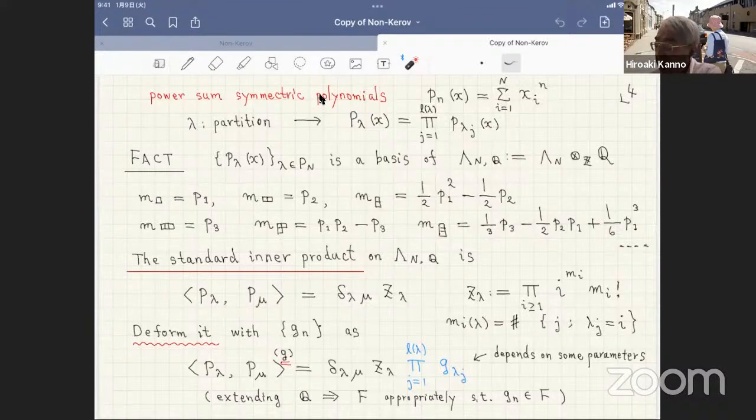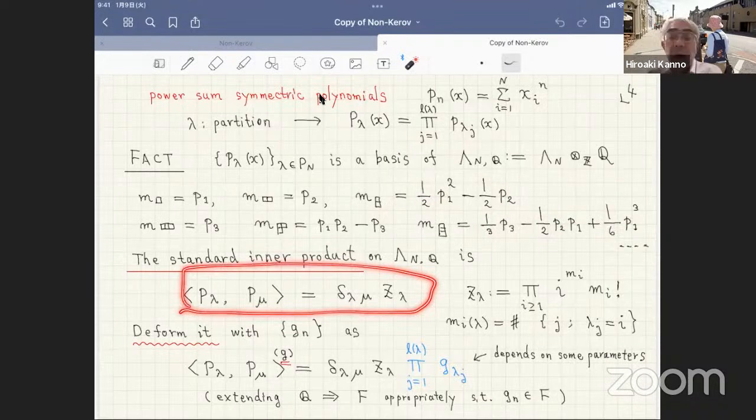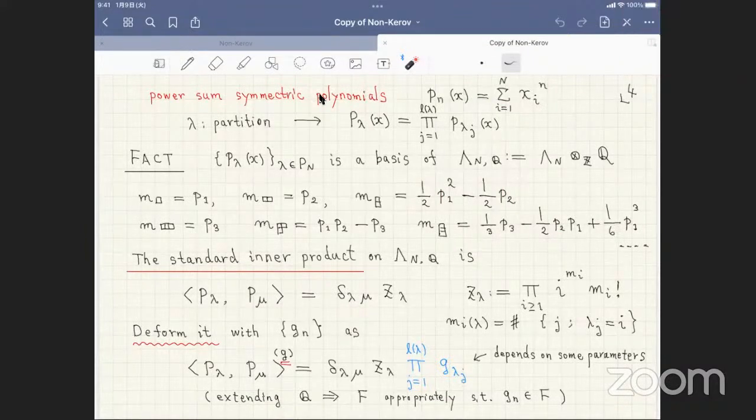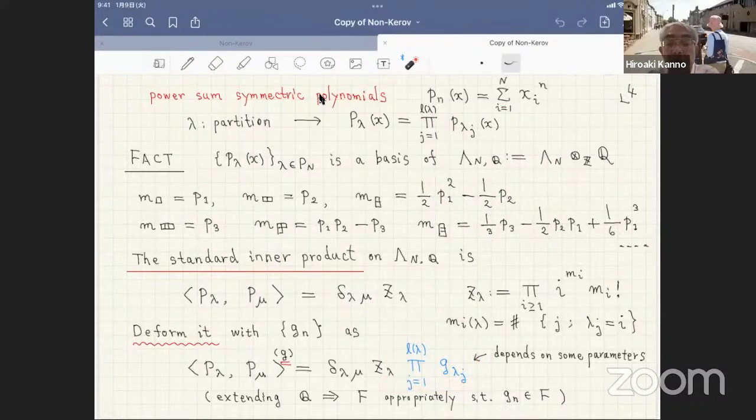But I think this is essentially the same as the inner product for Schur polynomials. And we can deform this standard inner product in this way. So add this factor, lambda I, lambda J. Recall that lambda is a partition.